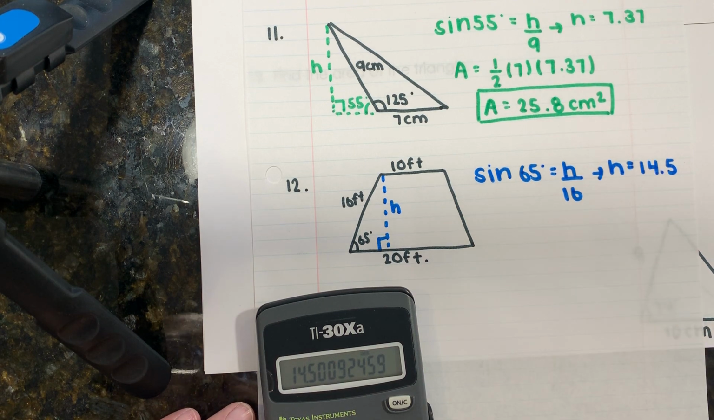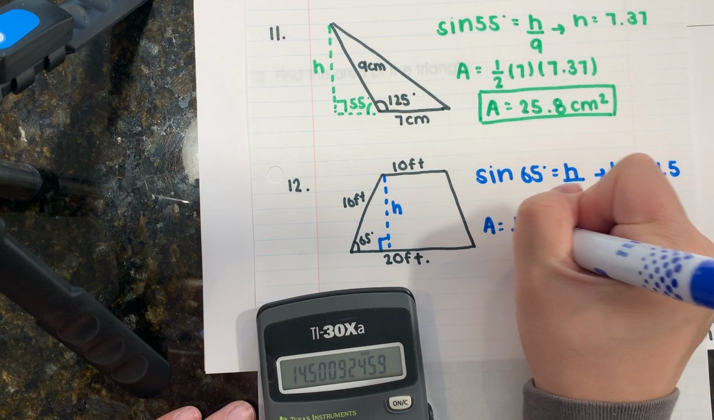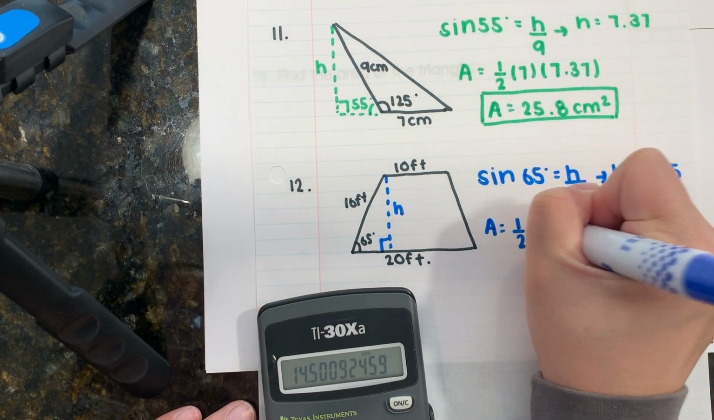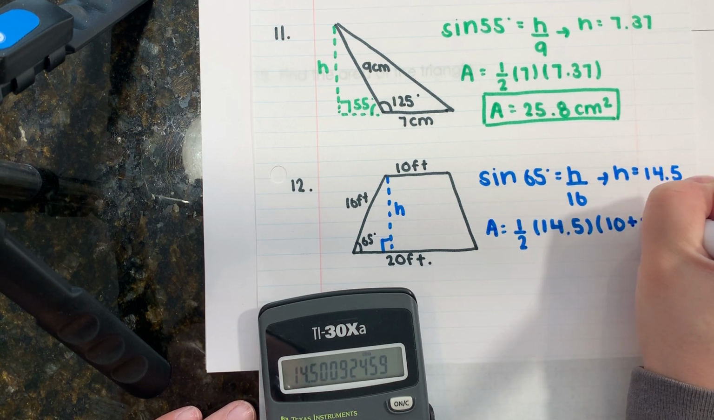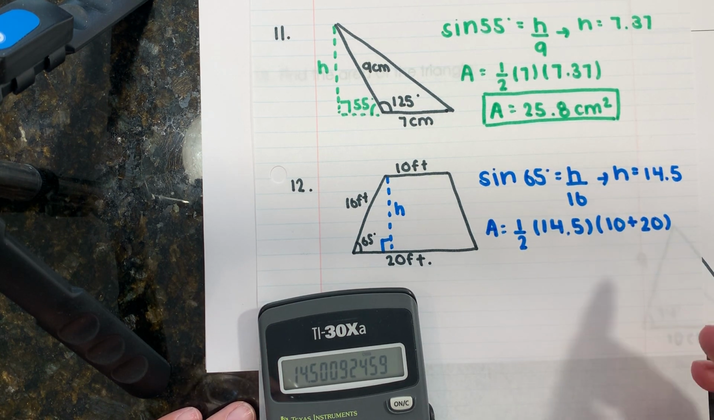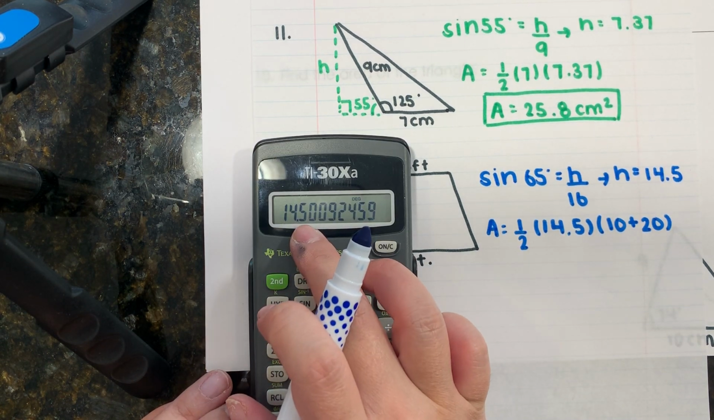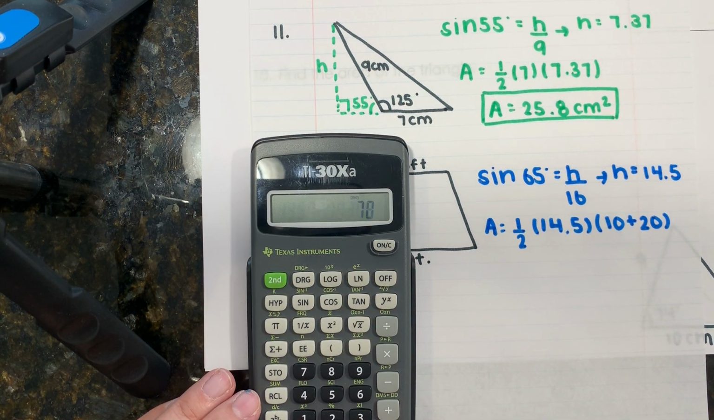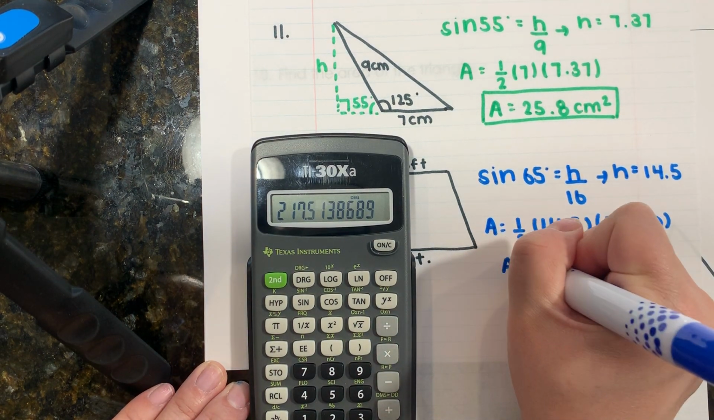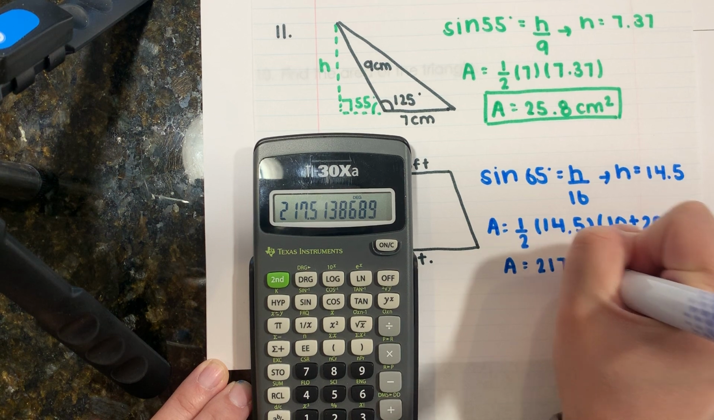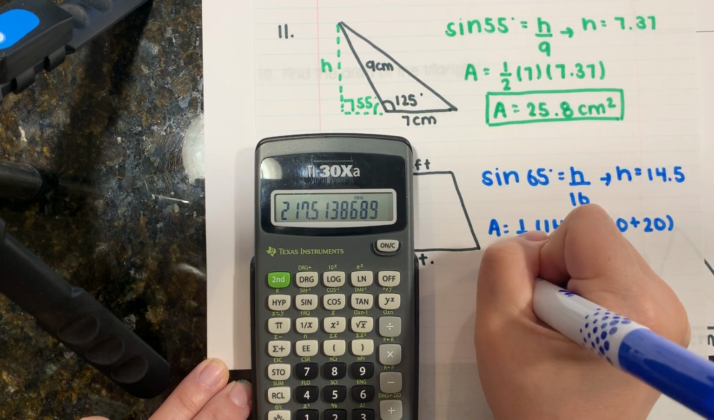But again, I'm not going to eliminate that because I'm going to do the area of the trapezoid, which is equal to 1/2 the height, which is 14.5, times base 1 plus base 2, so 10 plus 20. 10 plus 20 is going to give me 30, so I'm really just going to multiply my height times 30, and then I'm going to divide it by 2, which gives me the area is equal to 217.51 feet squared.